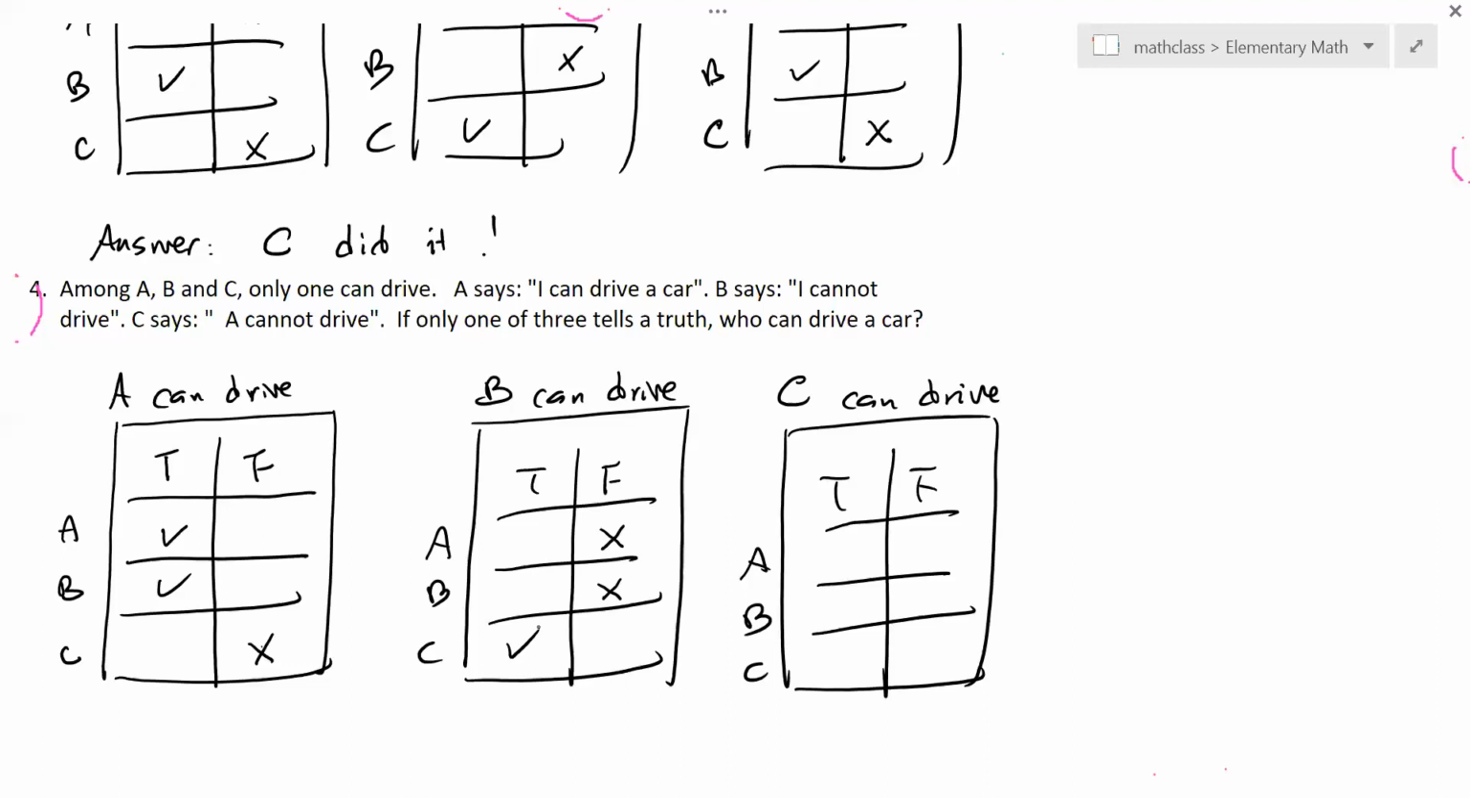So the last case, C can drive. You do the same thing. So let's say C can drive. A says he can drive a car, that's a false statement. B says he cannot drive a car, that's a true statement, because C can drive, so B cannot drive. And C says A cannot drive, because C can drive. So that is a true statement. Only one person can drive.